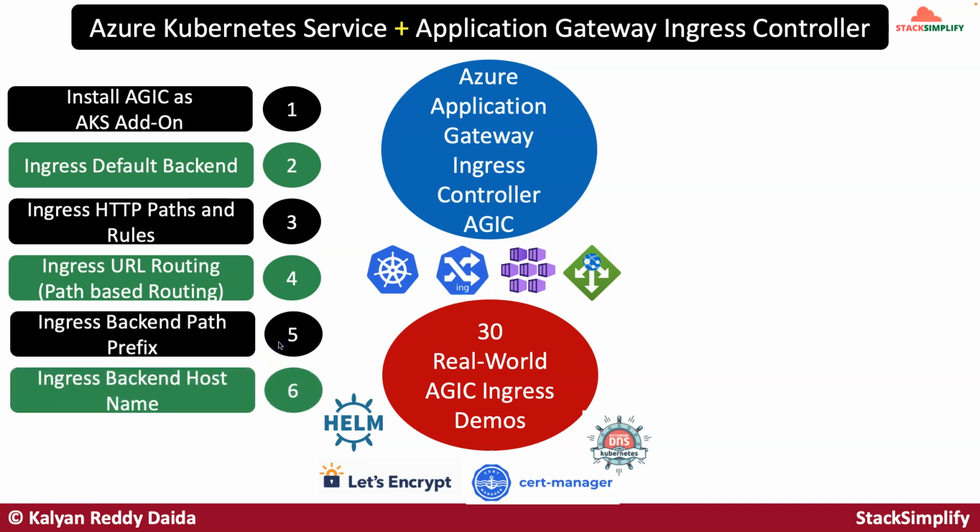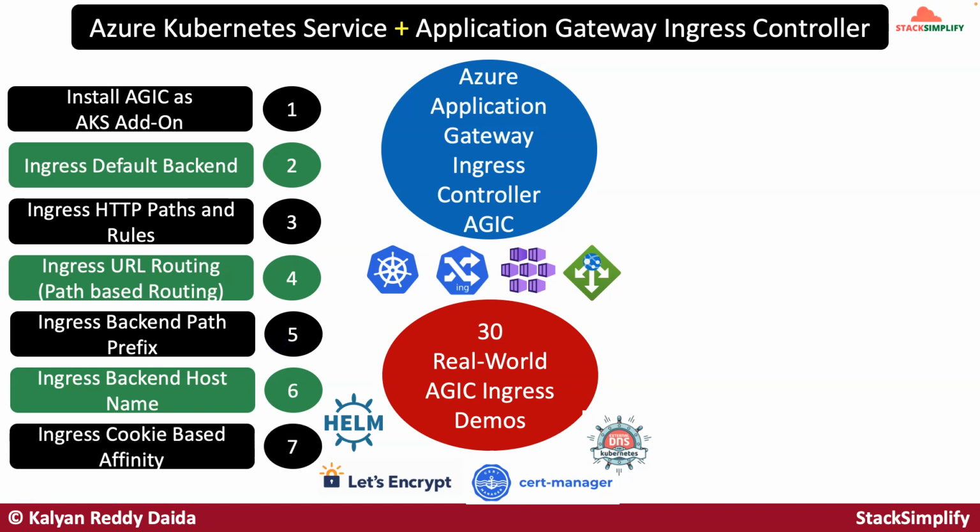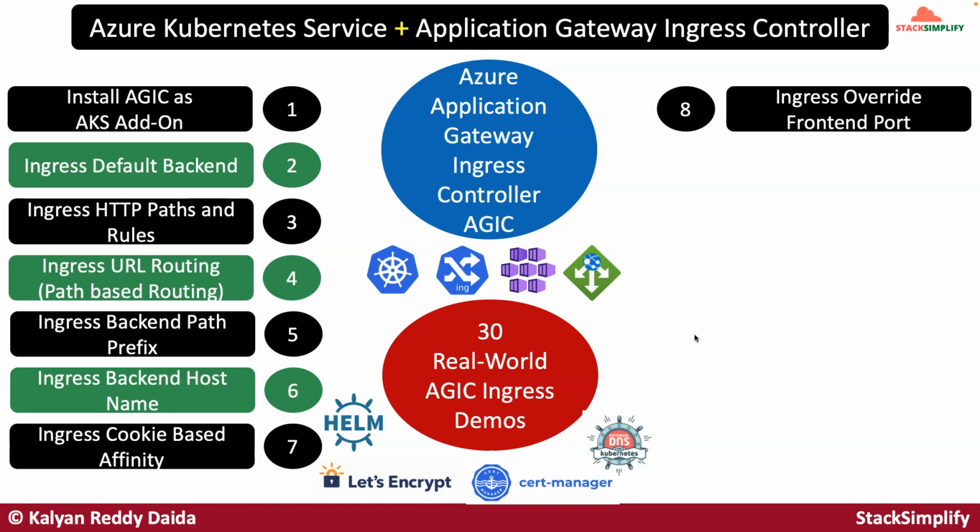After that, we'll go ahead and also implement Ingress backend path prefix and Ingress backend hostname related demos. And once we complete those things, we'll also learn and implement Ingress cookie based affinity. Here also we will implement 2 demos related to cookie based affinity, and then we'll move on to implementing Ingress override front-end port. So how to override the front-end port on application gateway? By defining an annotation in Ingress service declaratively, we are going to learn as part of that demo.